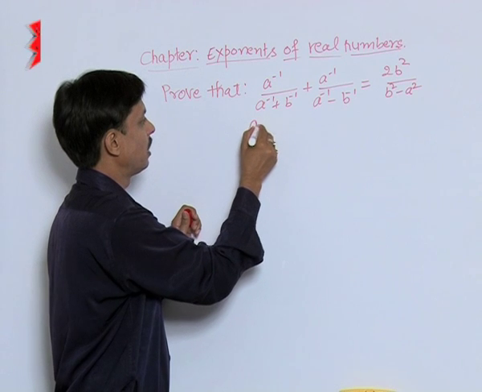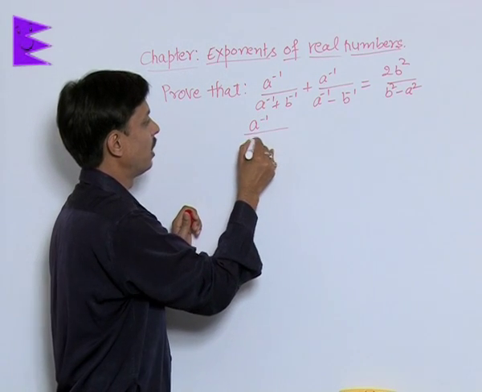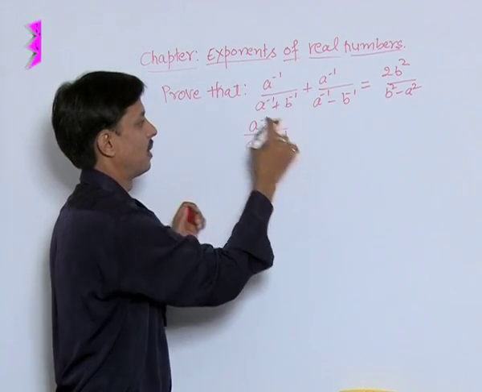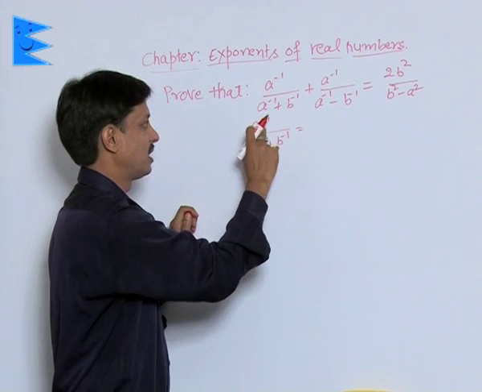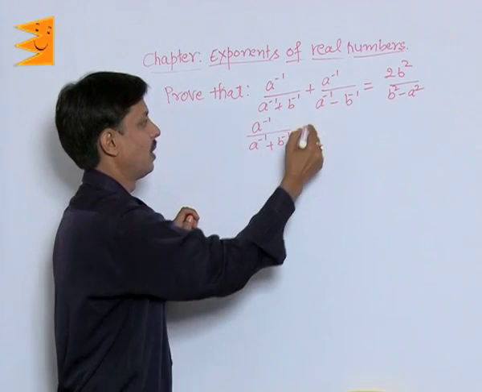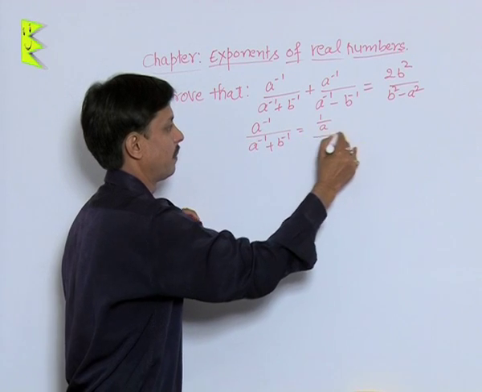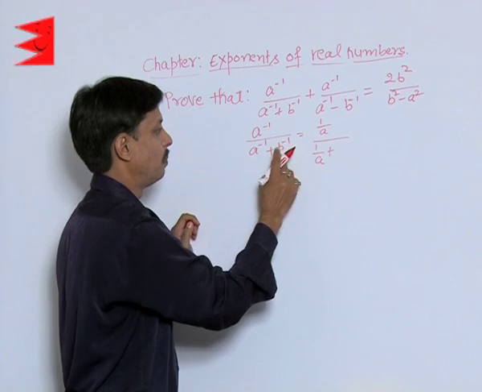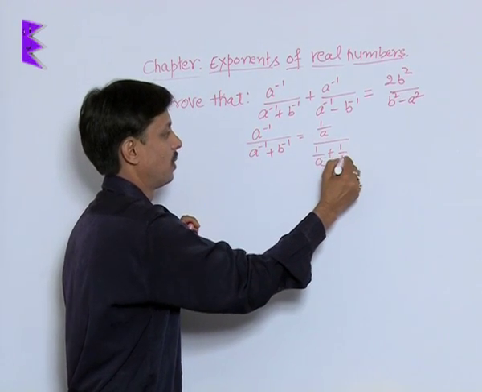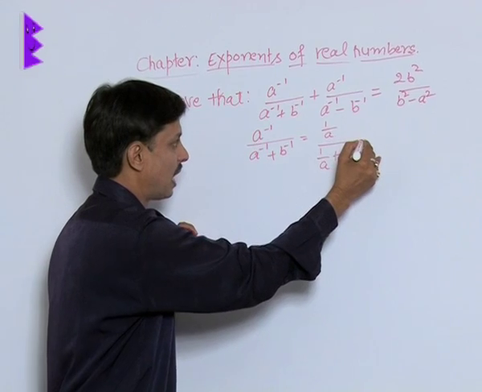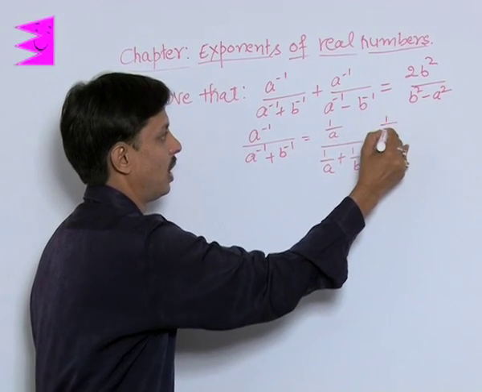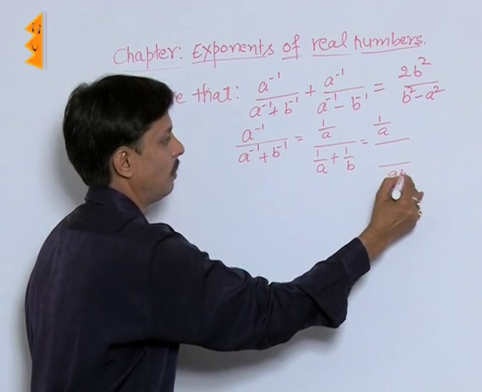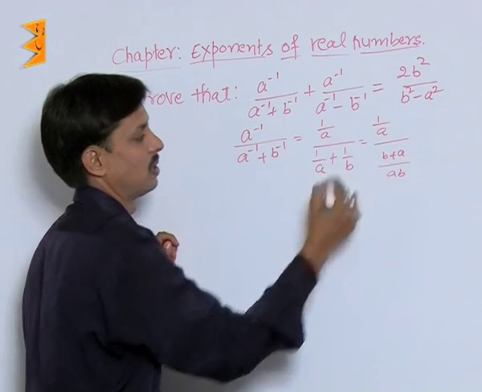What is the answer of a raised to the power minus 1 upon a raised to the power minus 1 plus b raised to the power minus 1? I am taking first this part. A raised to the power minus 1, as I am removing the negative power, I can write it as 1 upon a. Then b raised to the power minus 1 becomes 1 upon b. So this part is like this, 1 upon a divided by, here the LCM is ab, this becomes b plus a.